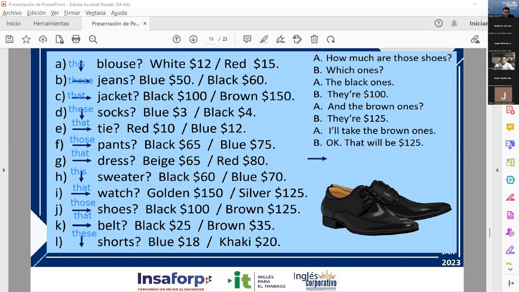Para intercambiarlo con las oraciones de la izquierda, es el ejemplo que nos acaba de dar. This is the model. How much is that belt? Okay, imagine, how much are those pants? Which ones? The black ones, they are $65. And the blue ones, they are $75. I'll take the black ones. Okay, that will be $65. Those are the conversations.